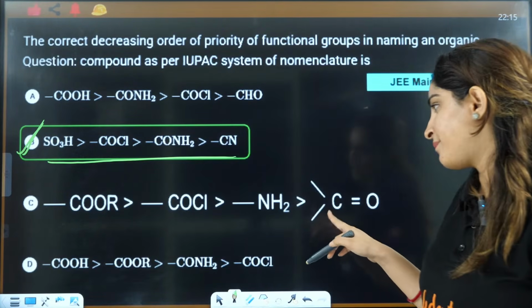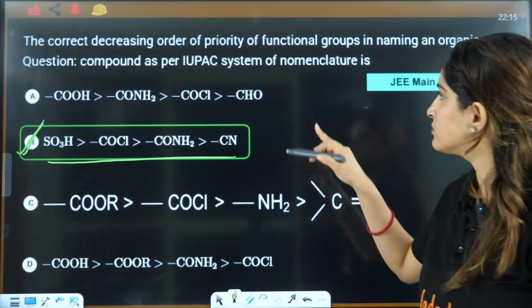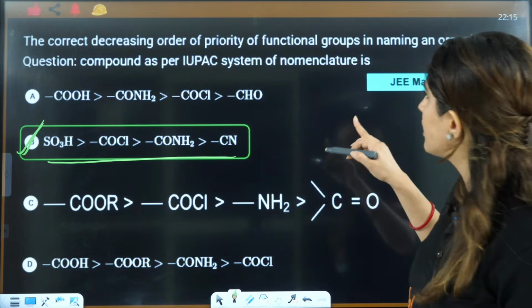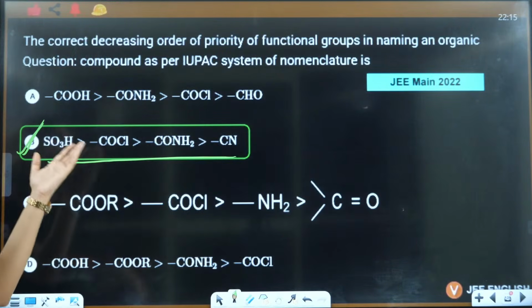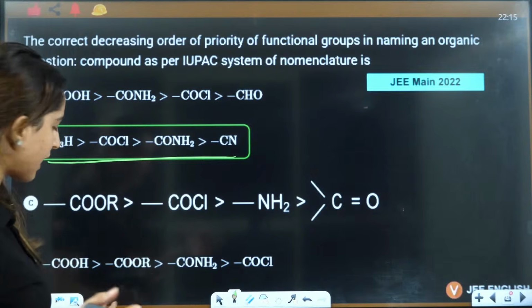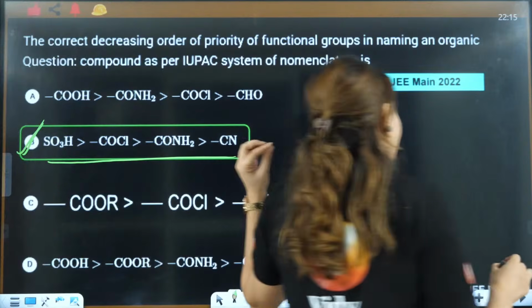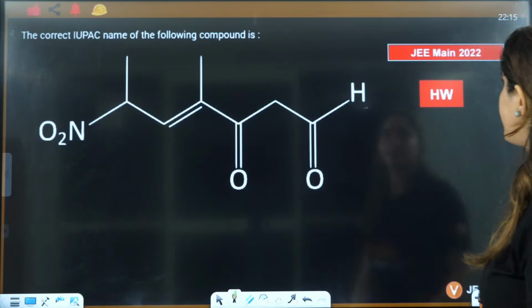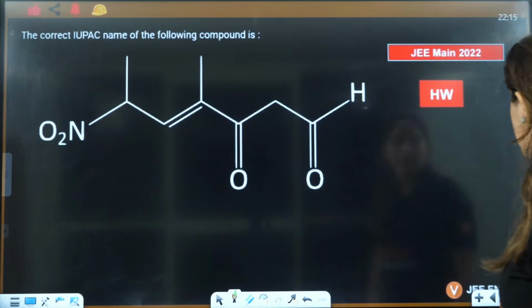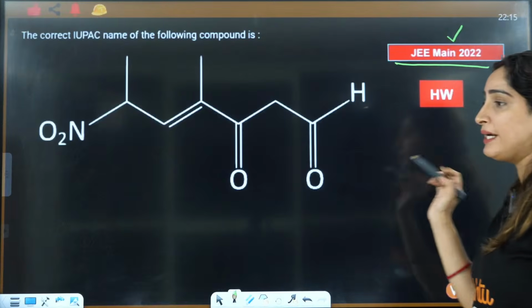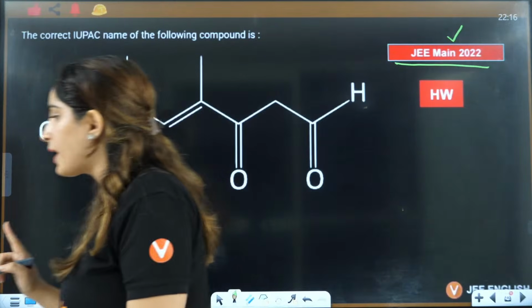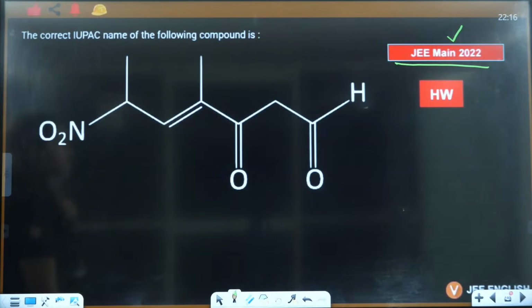Among them, COOH, right? Okay, yes. So you need to see the decreasing order of priority list. Directly from that priority list you will answer it. Direct priority list they have asked, right? Okay. So that's it. This is your homework. That is a JEE Main 2022 question.